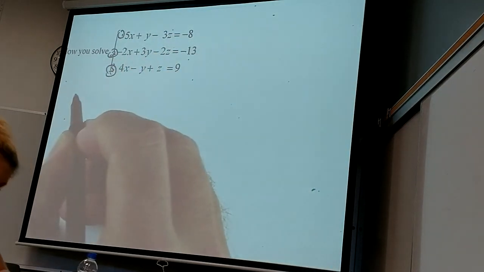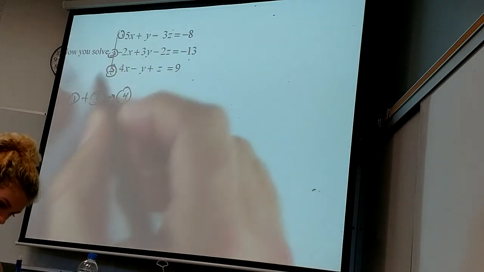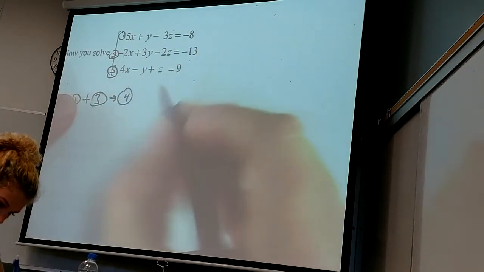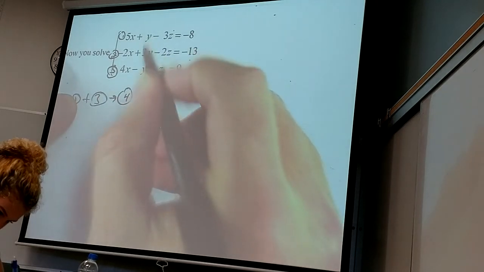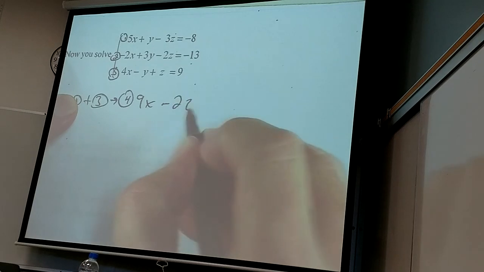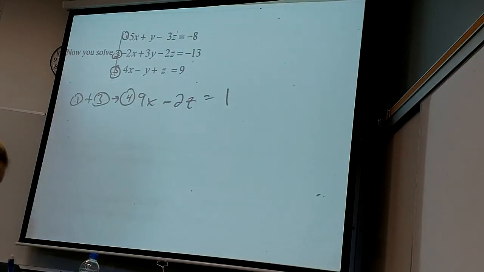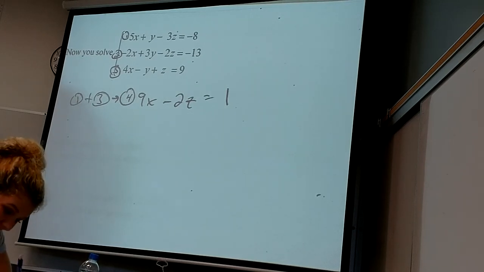So if you take the first and third, and add them directly together, you make a fourth equation. So I get 9x. The y's die. Negative 3z and z is minus 2z. And negative 8 plus 9 is 1. Is that cool? Just take the first and third equation, add them. Why? Because the y's die.